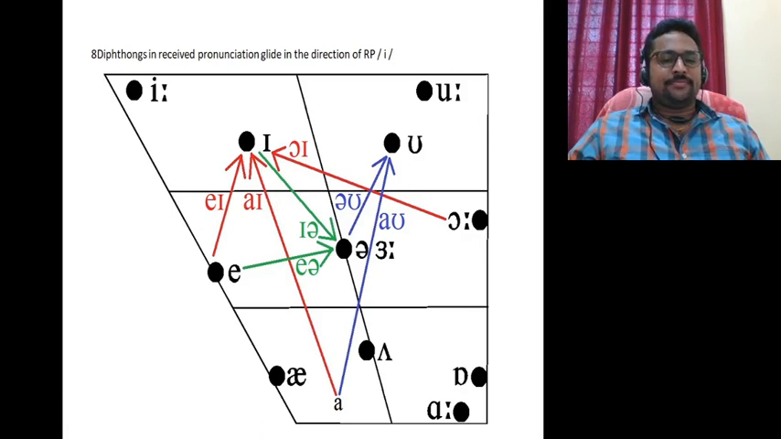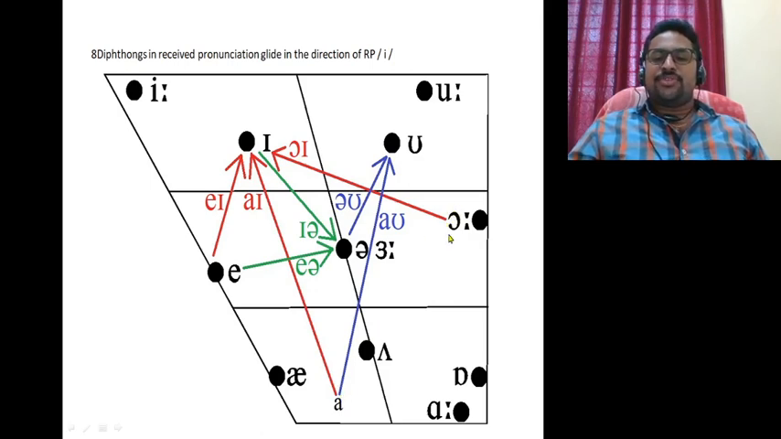I. I means what? By. By. A, E. I. Two vowel sounds are coming. It is becoming a diphthong with a combination of A and E. The sound is generating at this place and that sound is gliding towards the received pronunciation short E, and it is becoming I.